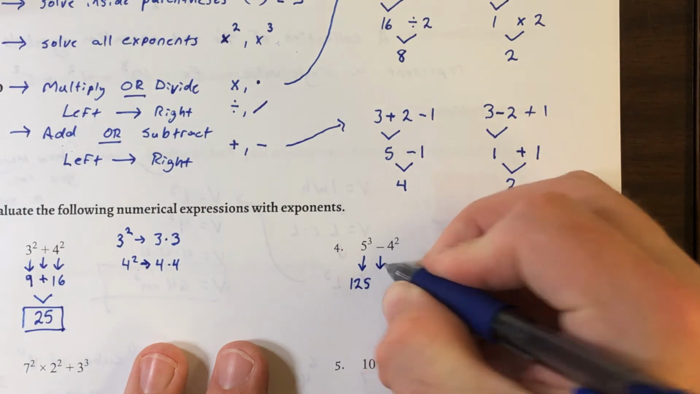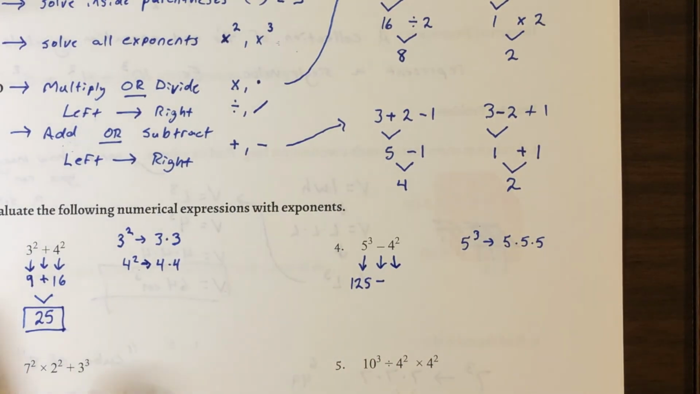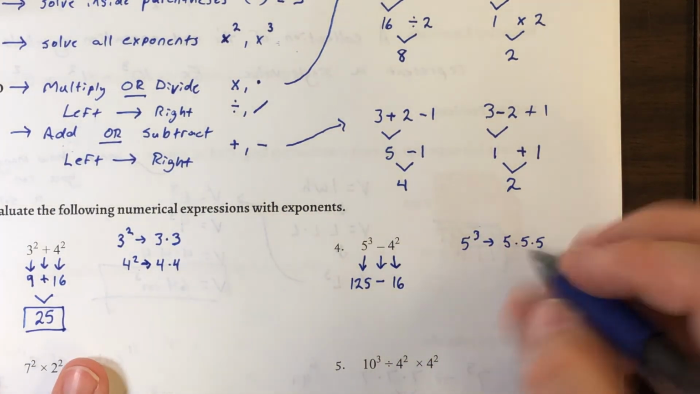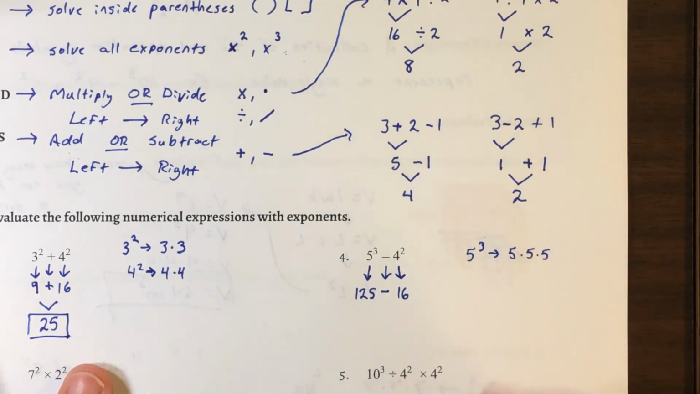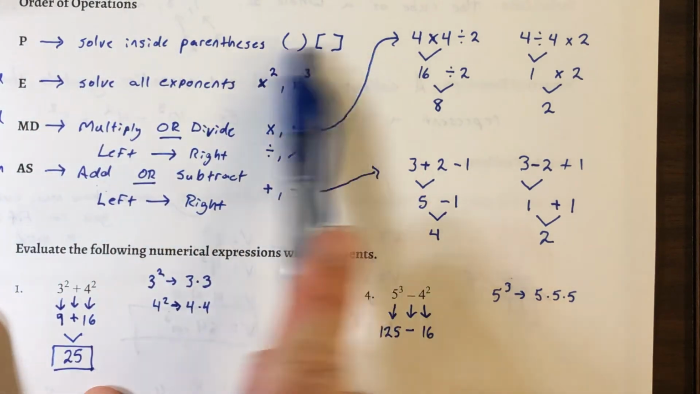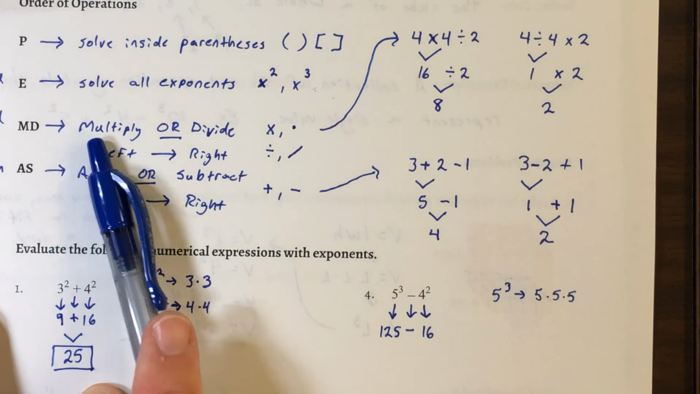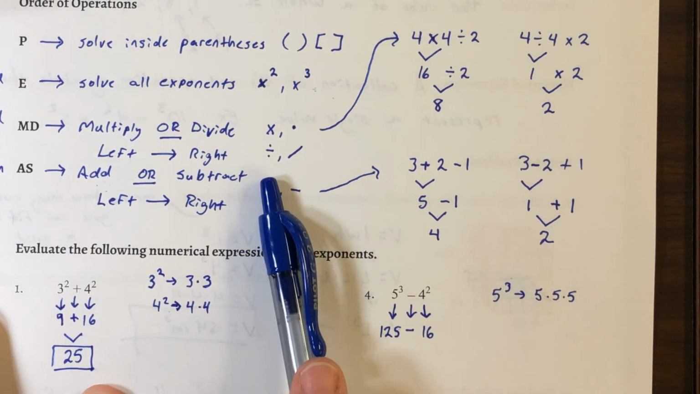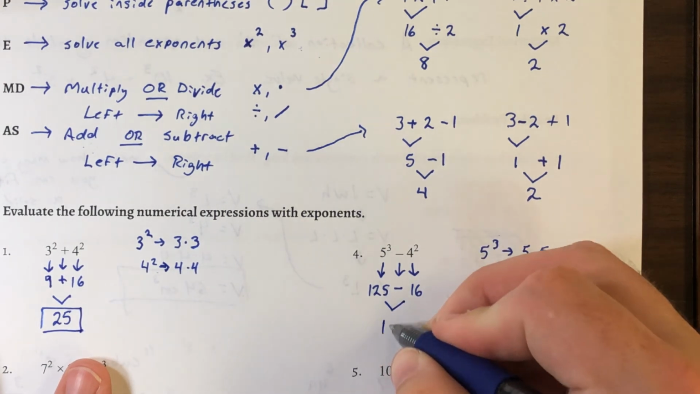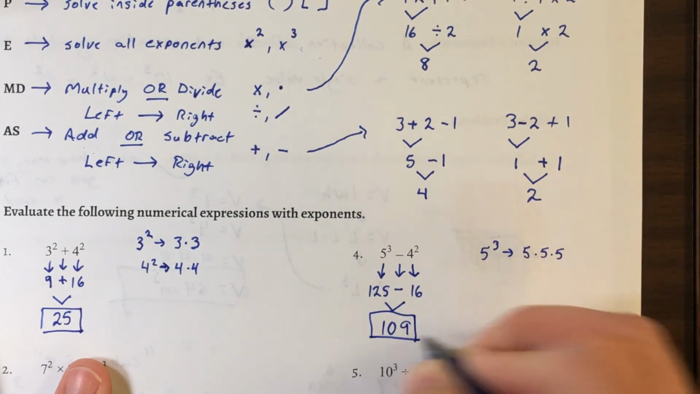All right, next, bring down our signs exactly where they are. And last, 4 squared, which means 4 times 4. It's going to be 16. Last step, we only have one subtraction problem, but it doesn't hurt to be in the practice of just quickly and instantly going through these steps. Do I have parentheses? No. Do I have exponents? No. Do I have multiplication or division? No. Do I have addition or subtraction? Yes, I have subtraction. 125, take away 16, you get 109. I now have a single value. That is our answer.